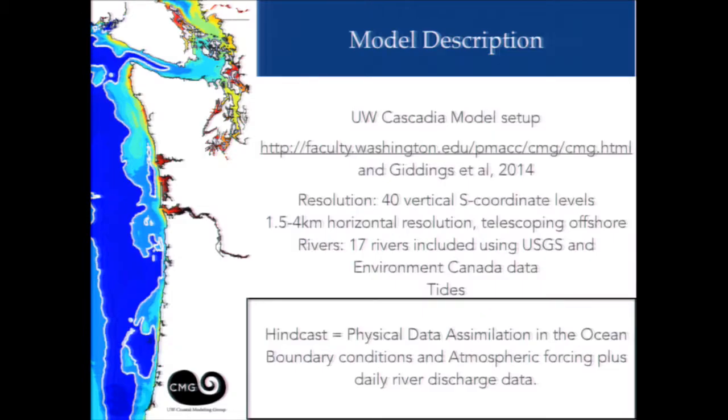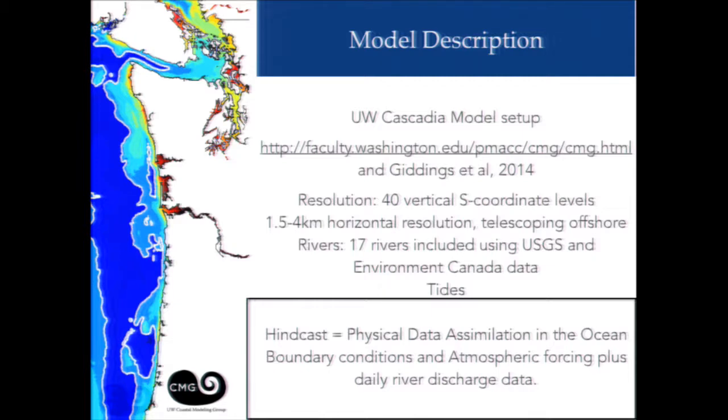And so the simulation that I'm going to depend on for the rest of the talk is UW's Cascadia model setup, which you can find out more about on Parker McCready's page. Sarah Giddings wrote a paper in 2014 outlining the physical simulation, but it's a 1.5 kilometer resolution that telescopes to 4 kilometers at the boundaries. It includes rivers and tides, has 40 vertical levels, and I'm going to talk mostly about hindcast forcing today, although we've done it in forecast mode.